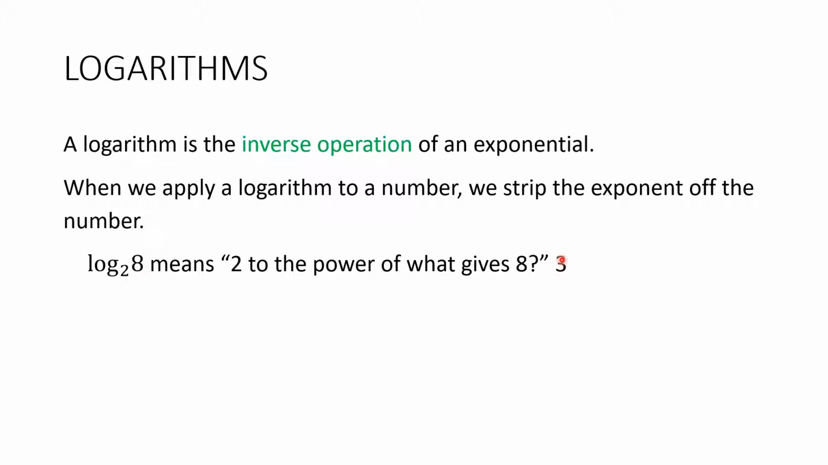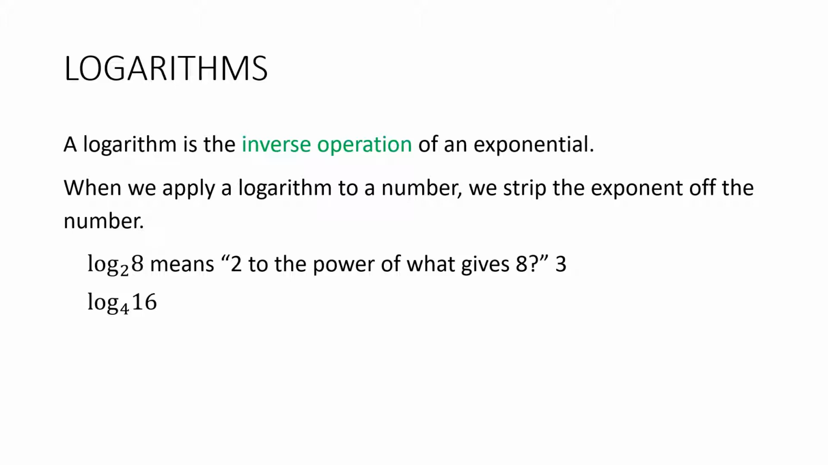Can you see how this is the power? 2 to the power of 3 is equal to 8. So it strips the exponent off the number. Now if you take nothing else from this video other than this, this is important. Okay, this is the key to unlocking logarithms. If you always come back to this means 2 to the power of what equals 8, then you'll be able to understand what you're doing.